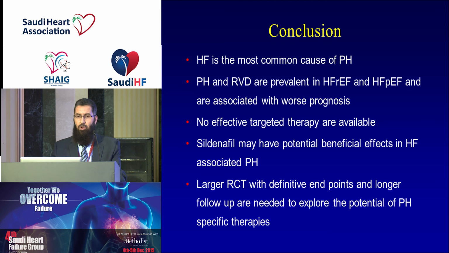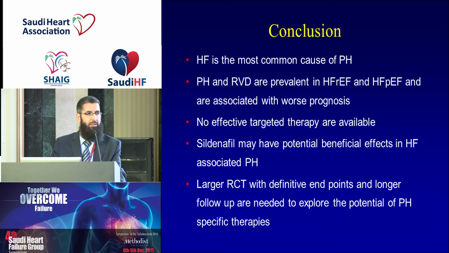So in conclusion, heart failure is the most common cause of pulmonary hypertension. Pulmonary hypertension and RV dysfunction are prevalent in both types of heart failure, but there's no effective therapy. Sildenafil may have potential beneficial effects in heart failure associated with PH, but we need larger randomized clinical trials with definitive endpoints and with longer follow-up in order for us to answer this question.